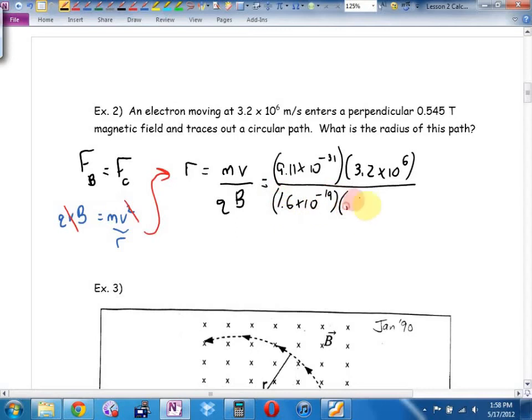And the magnetic field is in Teslas, 0.545. Now, I made these numbers up. They're not great numbers because you're going to get a really, really small radius. The magnetic field strength that I made up here is way too strong.